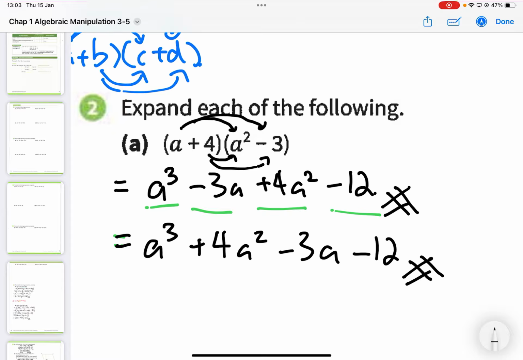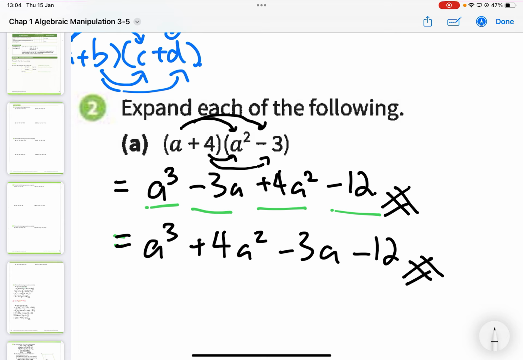Okay, but next time it will become more and more complicated. Later you will see. So try to just use the rainbow. Okay? It's actually easier. When I do it, I also use the rainbow. I draw A to the A squared, then I write down A cubed. I draw A to -3, then I write down -3A. It helps me track which one I have drawn already. Then 4 multiply A squared, I draw this line, then I write down 4A squared. I take 4 multiply -3, I draw this line, then I write down -12.